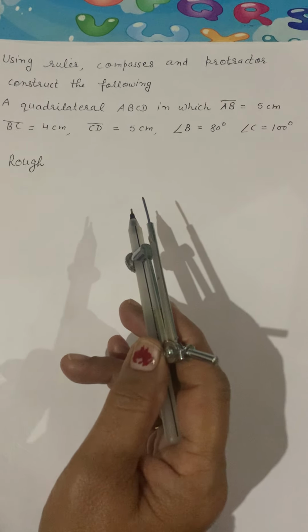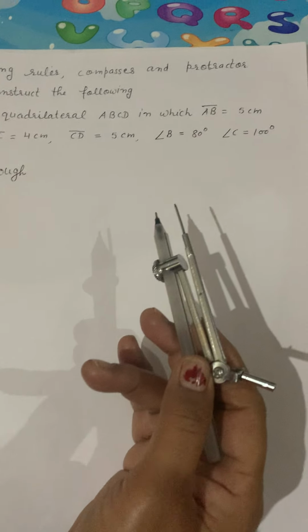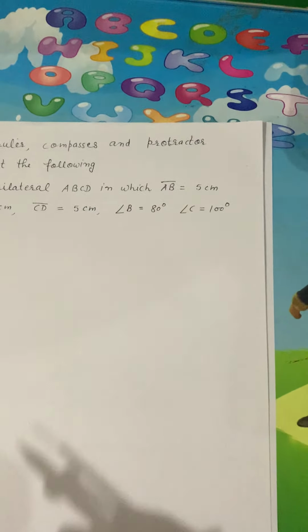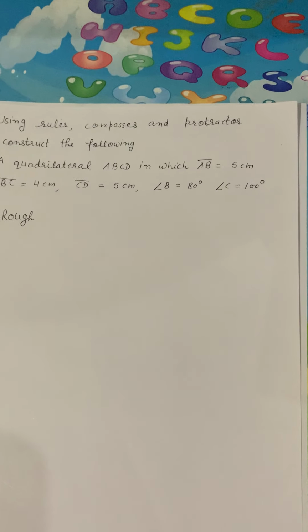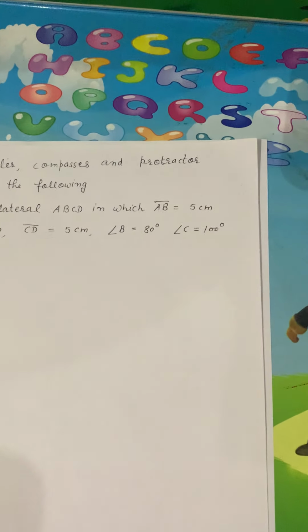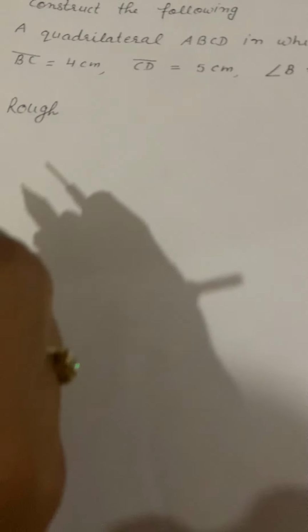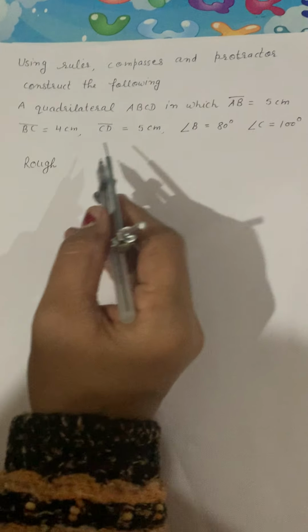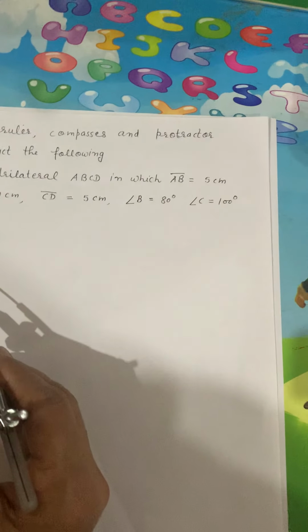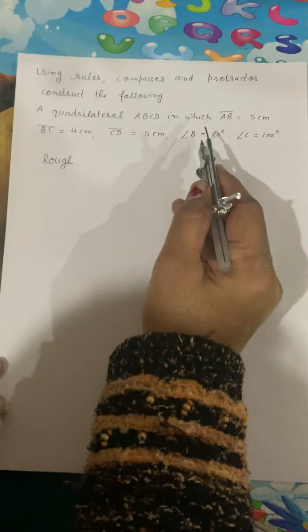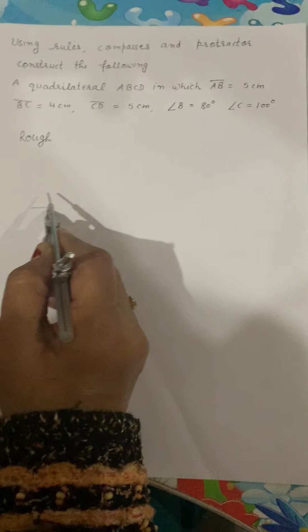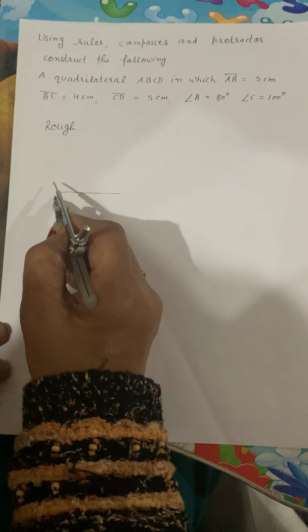And if angles are multiples of 15 degrees, you have to construct the angles with the help of a compass. First of all, you have to construct a rough figure without measurement. Angle B and angle C are given. You have to take a base BC. BC is 4 centimeters.